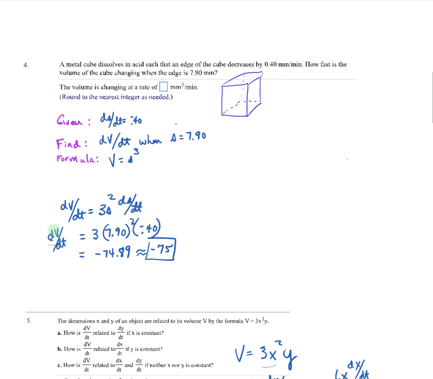Now we're trying to find dV/dt, so this is our unknown. We know that we're finding it when ds/dt is negative 0.40 and when s is 7.90. So we're going to do this calculation in our calculator: square that, multiply it by negative 0.4 and by 3. You get negative 74.89. It says round to the nearest integer. Be sure you read the directions as to how you're supposed to round. It is negative 75 because the volume is decreasing.